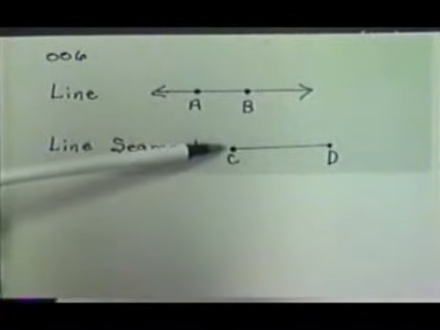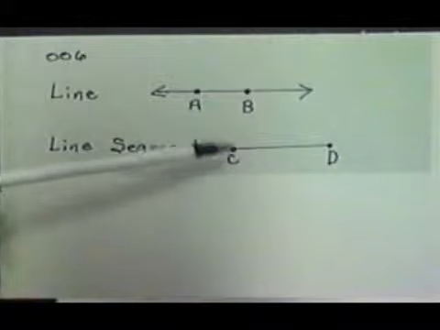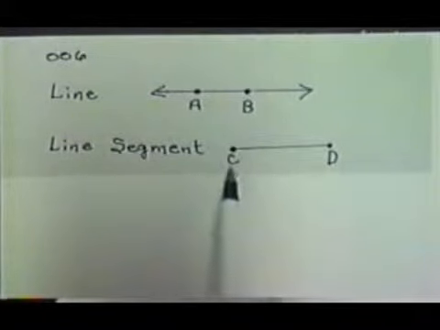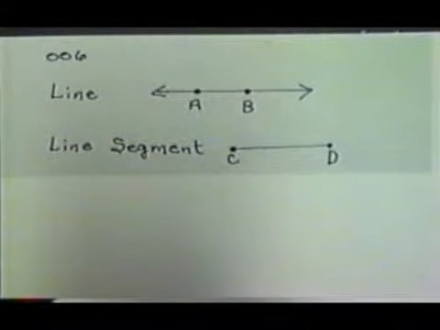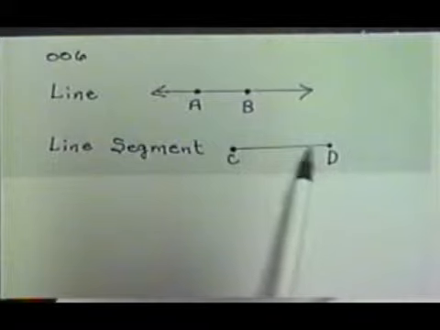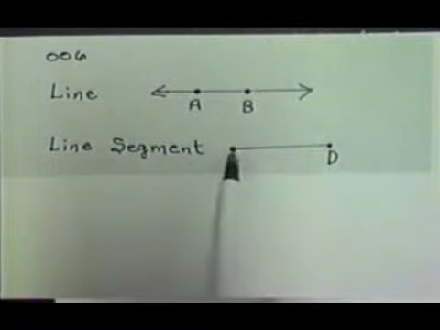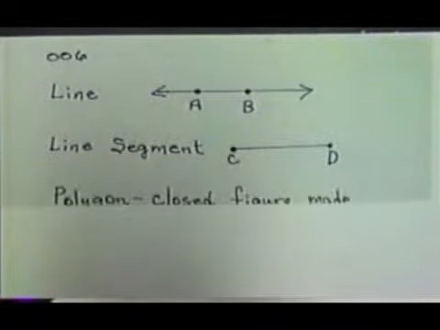A line segment is different. It has a beginning point and it has an ending point. These are called the endpoints of the line segment. And what a line segment actually is, it's two endpoints together with all the points that are in between these two endpoints. So this figure is called a line segment. And we say that's line segment CD.